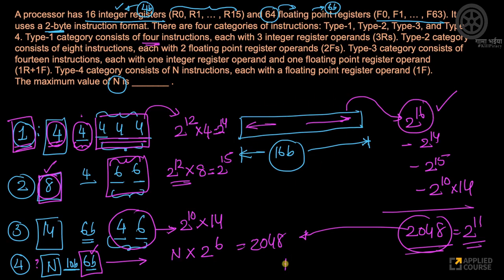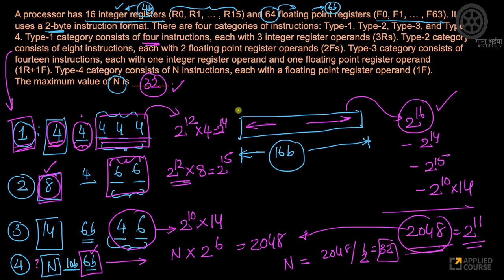So now what is n? The maximum value of n is 2048 by 2 power 6. So this is 2 power 11 by 2 power 6, which is 2 power 5. 2 power 5 is 32. So the answer here is 32. This is a slightly twisted question. You have to read the question very, very carefully. Otherwise, it's very prone to making mistakes.